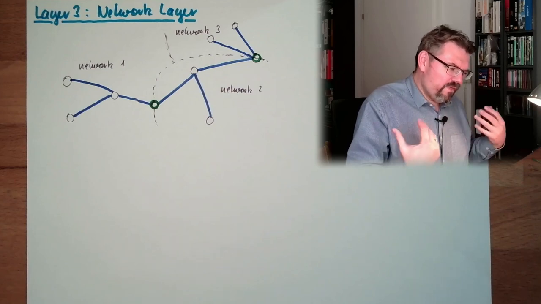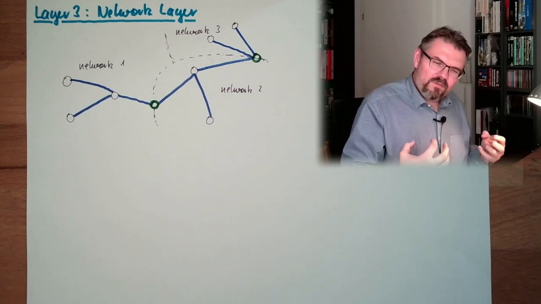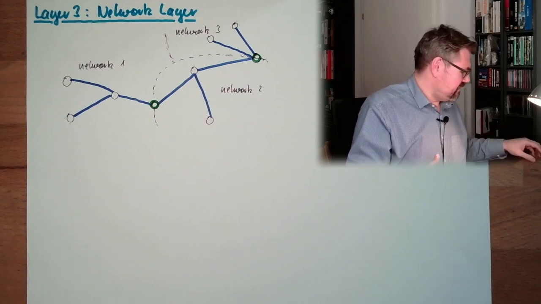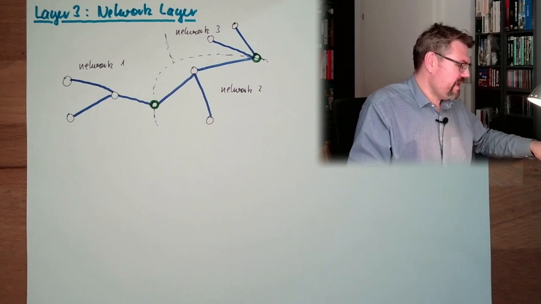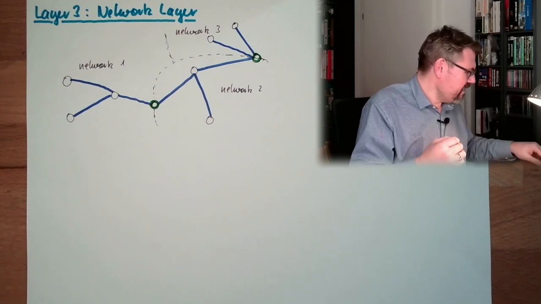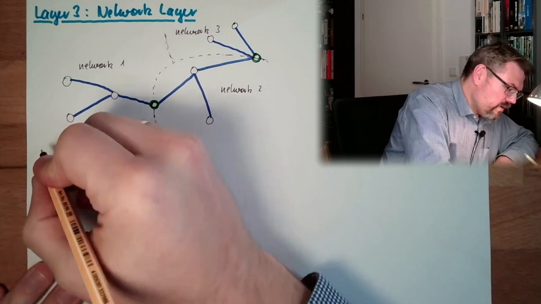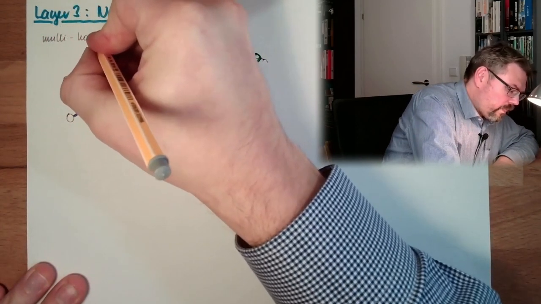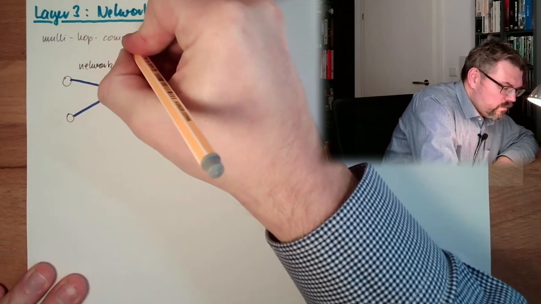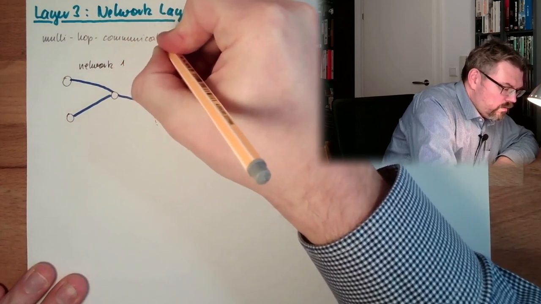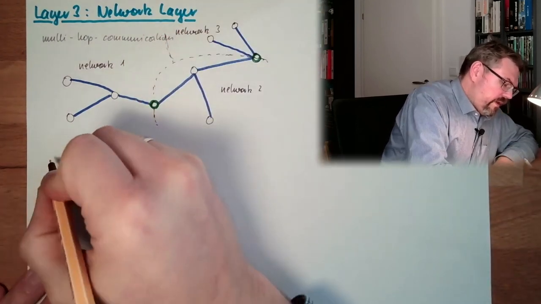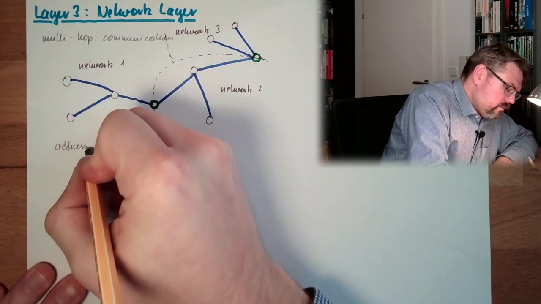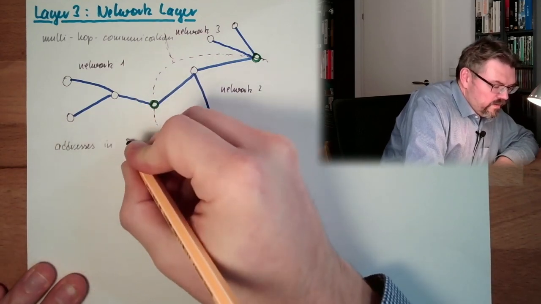What an important thing layer 3 is providing are addresses. Network independent addresses. So layer 3 is providing network, we have multi-hop communication, and we are providing addresses in different networks.